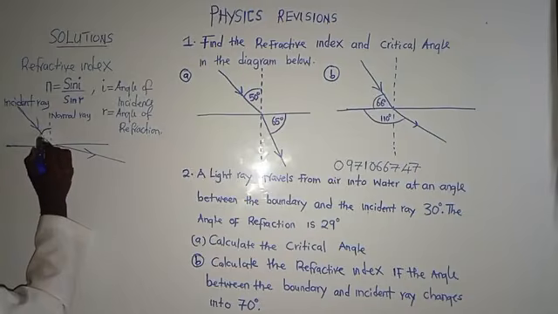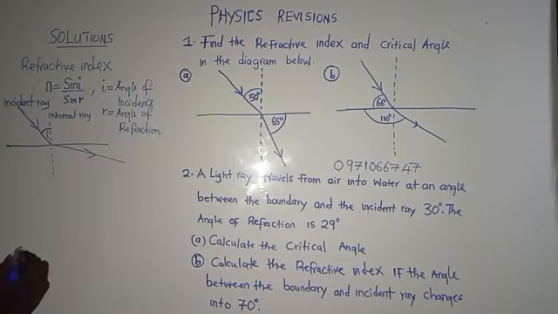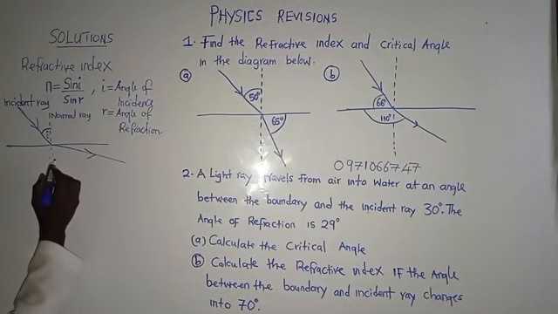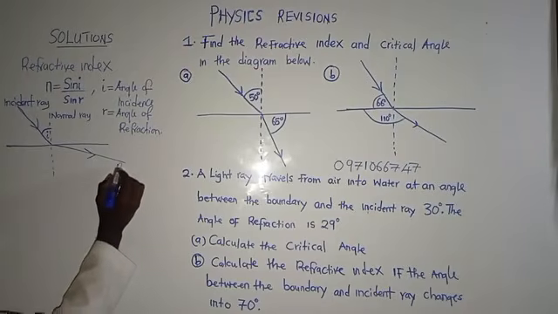So the angle of incidence is between the incident ray and the normal ray. That is where we find the angle of incidence. Then the angle of refraction is between the refracted ray.